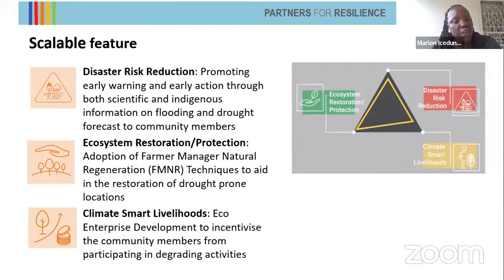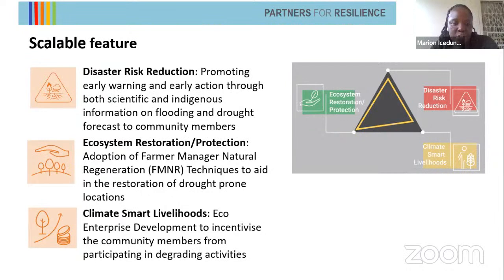validation. In terms of ecosystem restoration and protection, we saw that in some landscapes, especially the dry landscapes, tree planting, for example, would not be very successful, but an approach called farmer-managed natural regeneration was more successful because we're regenerating indigenous species in those areas by restoring tree stumps or wildlings that are naturally growing in those areas.